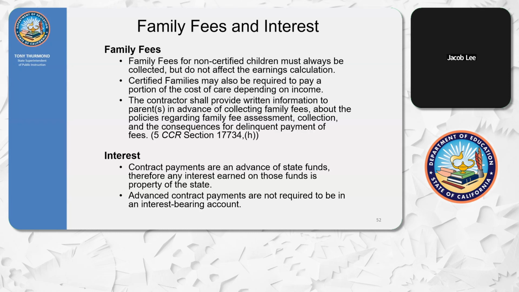All right, so family fees and interest. Family fees for non-certified children must always be collected, but do not affect the earnings calculation. Certified families may also be required to pay a portion of the cost of care depending on income. The contractor shall provide written information to parents in advance of collecting family fees about the policies regarding family fee assessment, collection, and the consequences for delinquent payment of the fees. And then for interest, contract payments are in advance of state funds. Therefore, any interest earned on those funds is property of the state and must be repaid. Advanced contract payments are not required to be in an interest-bearing account.